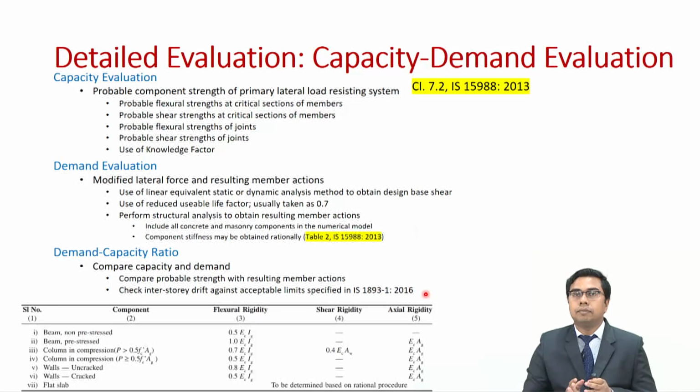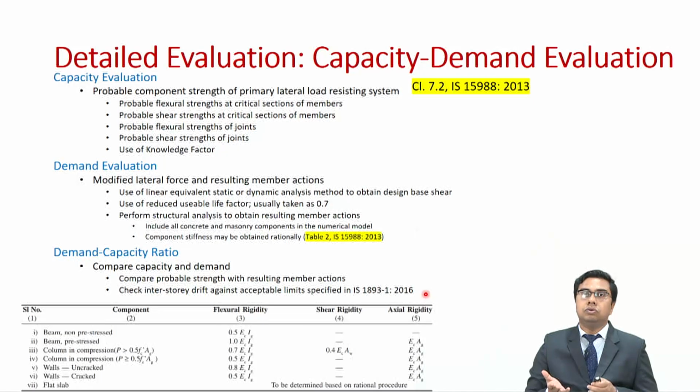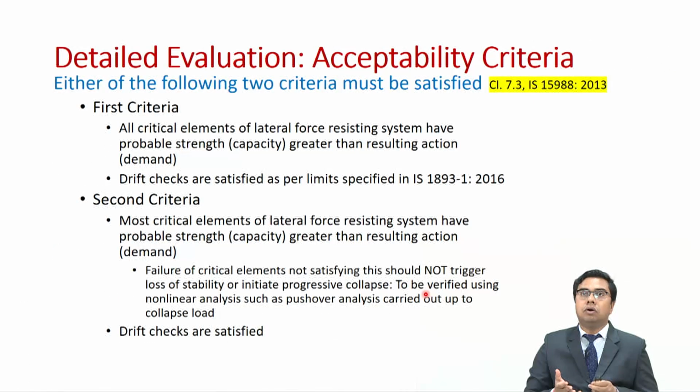Now, after doing the capacity demand evaluation, we will also do some more checks which are called acceptability criteria. The first thing is that we need to satisfy either of the following two criteria, which means it may happen that all the critical elements of the lateral force resisting system have probable strength or capacity greater than the resulting action or demand, which means the demand to capacity ratio is less than 1 for all critical elements.